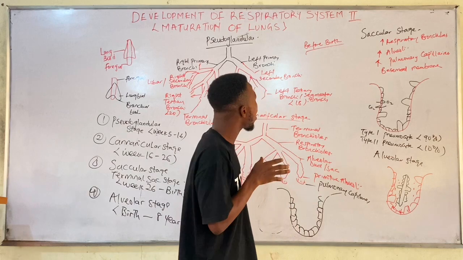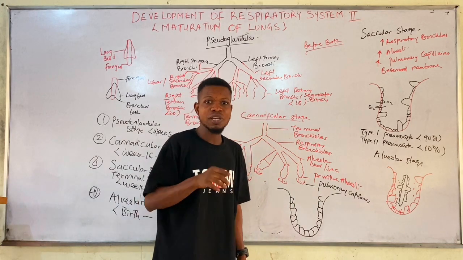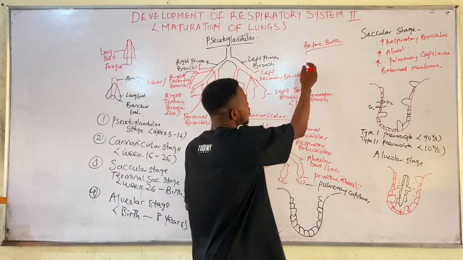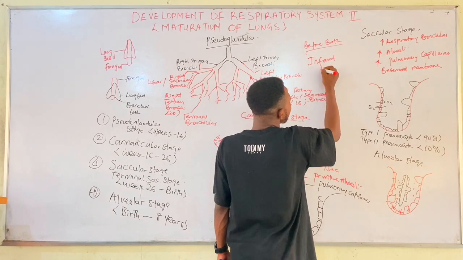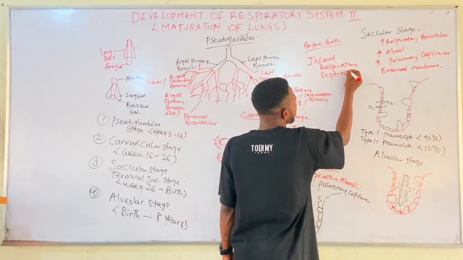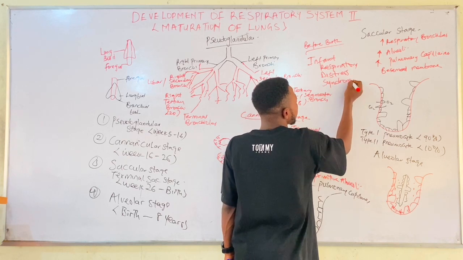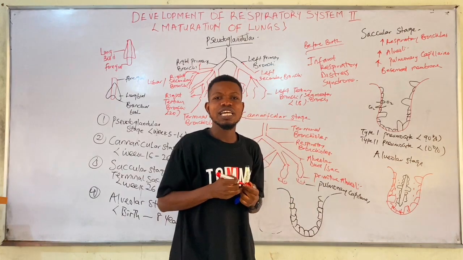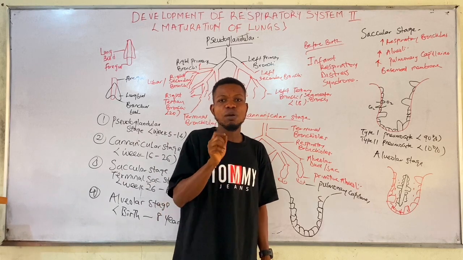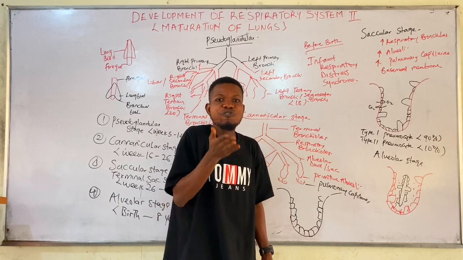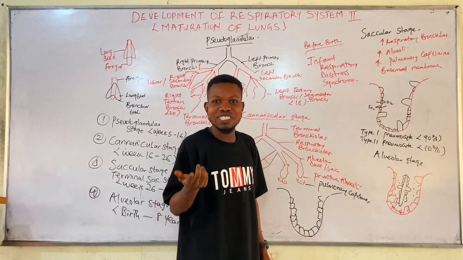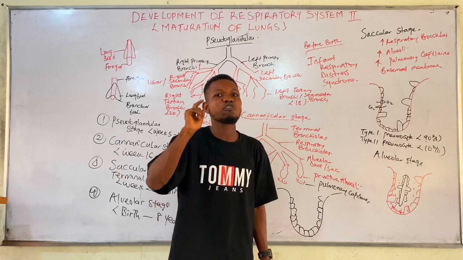So that is all about development of the respiratory system. Now, the clinical correlate is the infant respiratory distress syndrome. We call it what? Infant respiratory distress syndrome. This is a condition whereby a baby is born prior to the development of type 2 pneumocytes. We call them premature babies. If a baby is born before the development of type 2, what happens? That means there will be no production of surfactant.